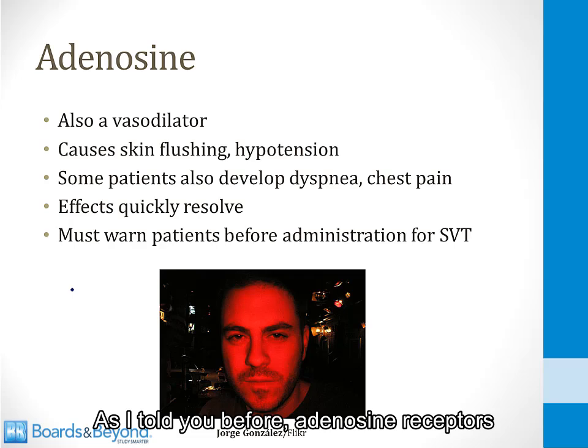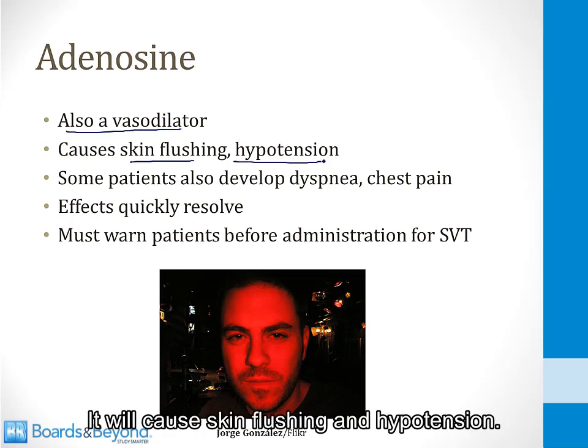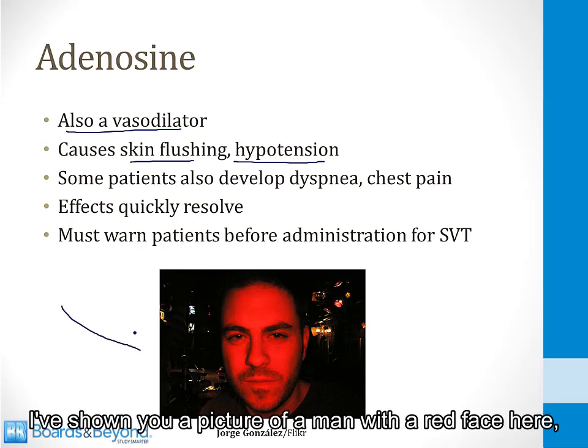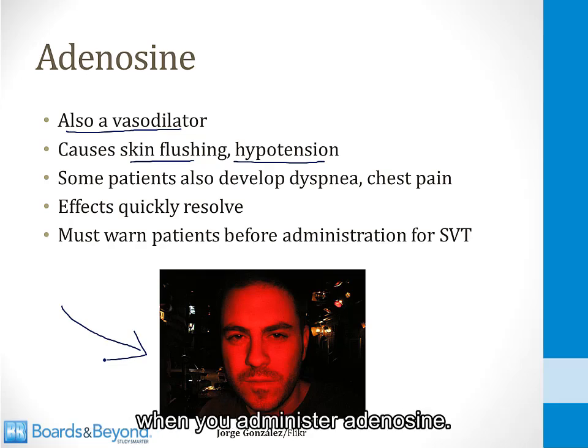As I told you before, adenosine receptors are also found in vascular smooth muscle. For this reason, adenosine acts as a vasodilator. It will cause skin flushing and hypotension. I've shown you a picture of a man with a red face here to remind you of the facial flushing that can occur when you administer adenosine.